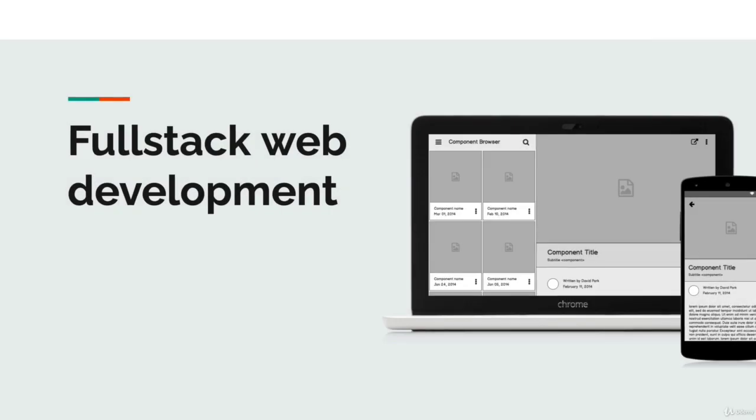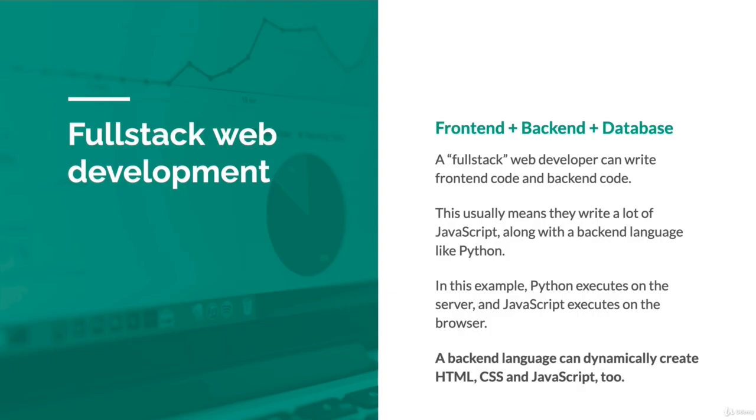Full stack web development. Full stack web development is front end plus back end plus a database. That's all that means. A full stack web developer can write front end code and back end code. So this usually means they write a lot of JavaScript along with a back end language such as Python. So in this example, Python executes on the server and JavaScript executes on the browser. And every time you hit a website, there is a server doing some sort of processing, somehow behind the scenes. Now, one thing to note is a backend language can dynamically create HTML, CSS, and JavaScript as well.